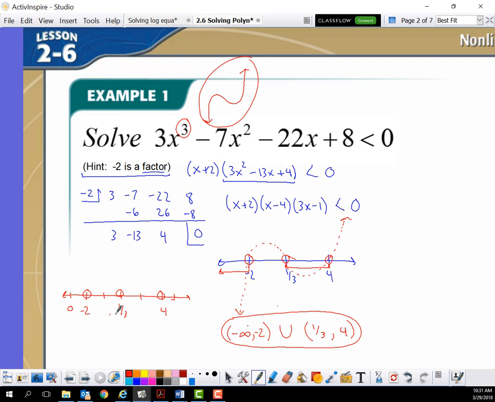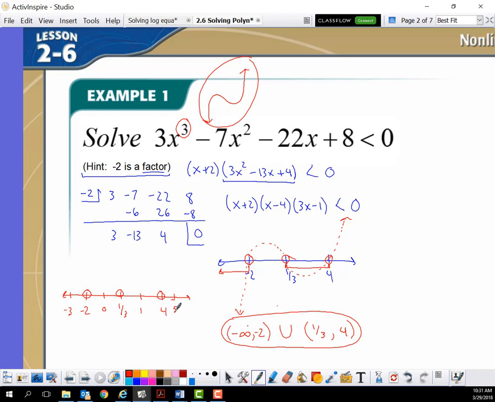So a number between -2 and 1/3. So I got to change this one. I'm all messed up now. Okay. So I've got to change this to, let's try maybe -3. Get rid of that. Need the pen. Let's make this -3. We can make this 0. And let's make this 1. And we could try 5.